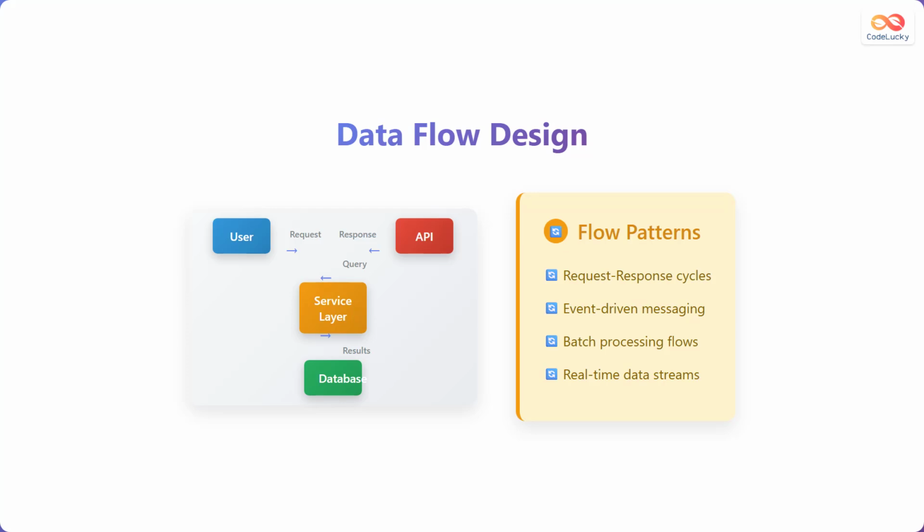Next, we move on to data flow design. Here we outline how data moves through the system. Common flow patterns include request-response cycles, event-driven messaging, batch processing flows, and real-time data streams. Data typically flows between users, application programming interfaces, the service layer, and the database, with clear requests and responses at each step.